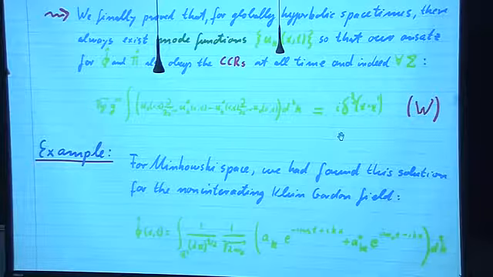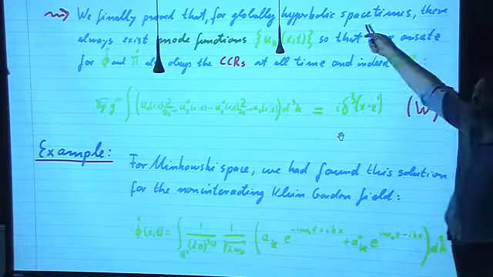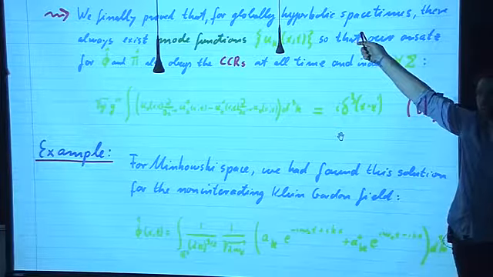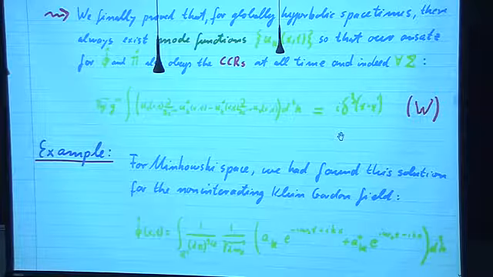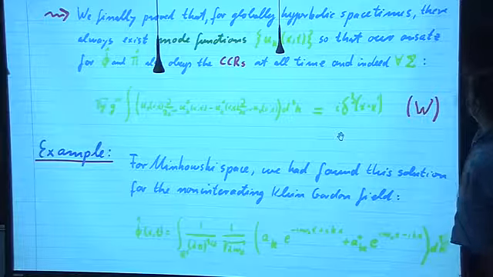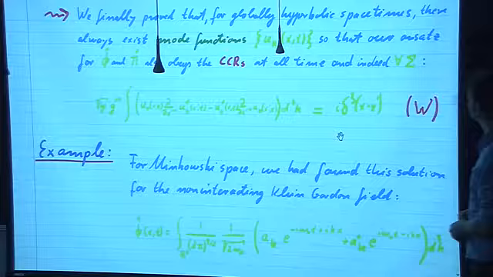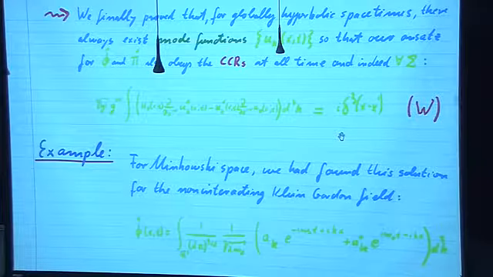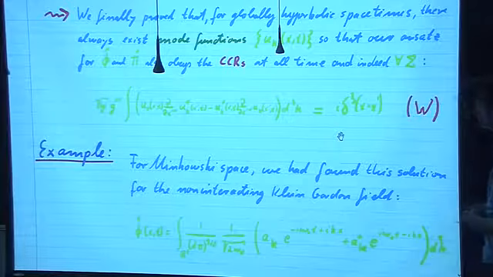So we finally proved that for globally hyperbolic space-times, and remember, these are the ones where you can put initial conditions and then calculate uniquely what the subsequent evolution will be, there always exist mode functions uk of x and t, such that our ansatz for phi and pi will succeed.